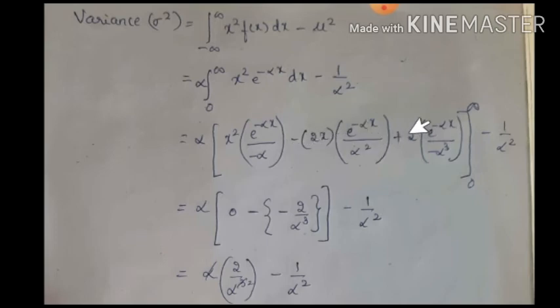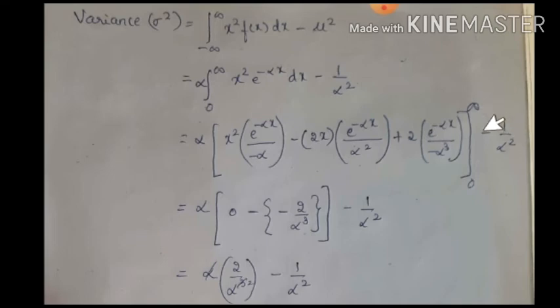Then according to the formula, plus, minus, then plus. Then differentiation of 2x is 2. Integration of this, 1 by alpha square as it is. Integration of e to the power of minus alpha x is e to the power of minus alpha x by minus alpha. So alpha square into alpha become minus alpha cube. Apply the limit 0 to infinity, and this mean answer write as it is, 1 by alpha square.